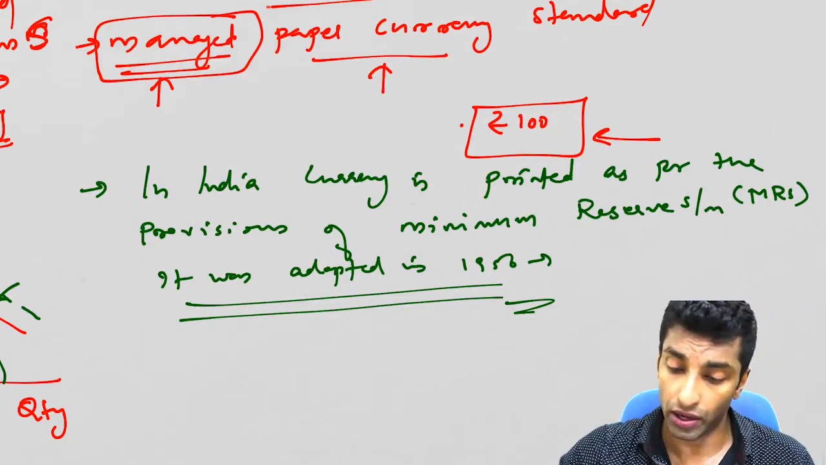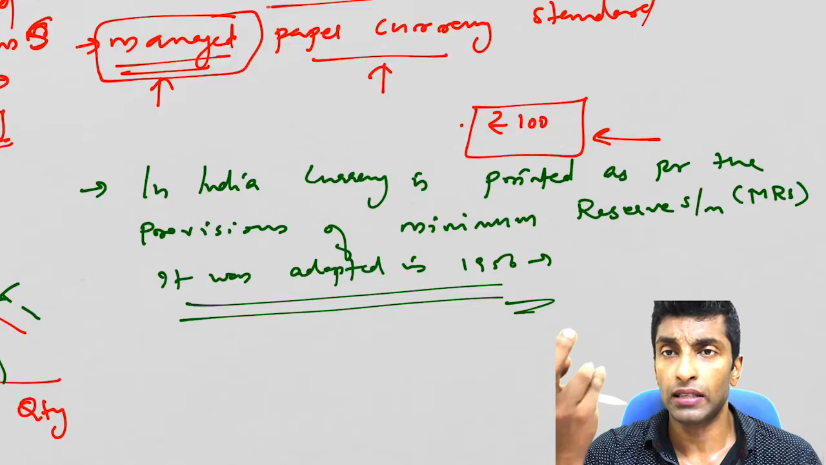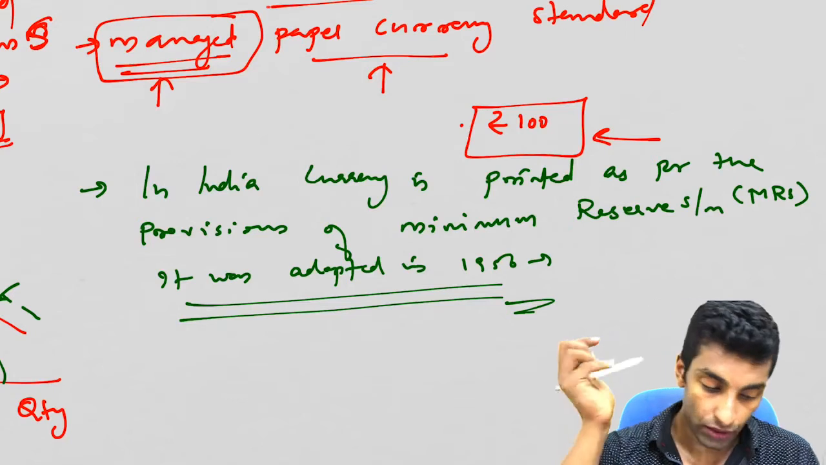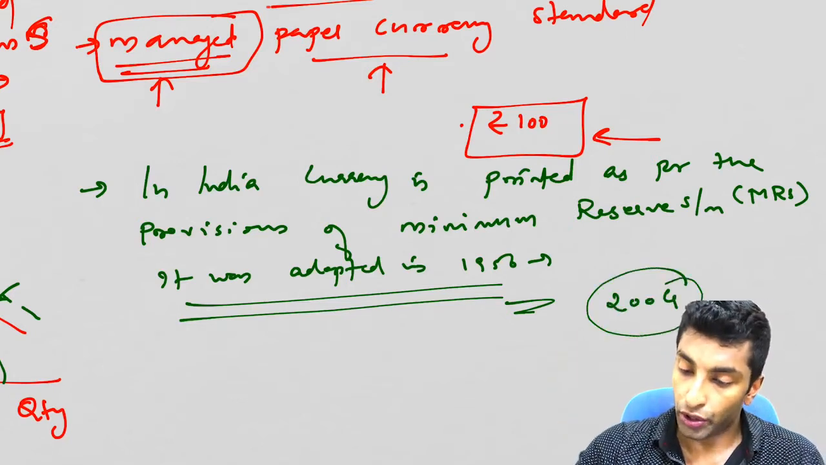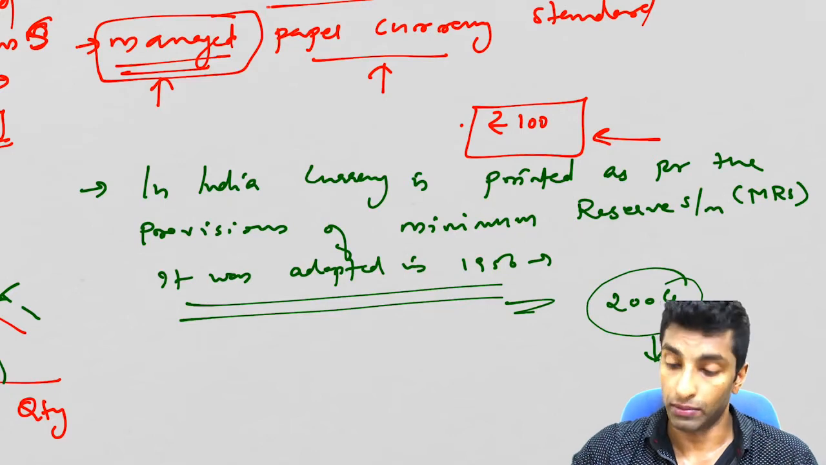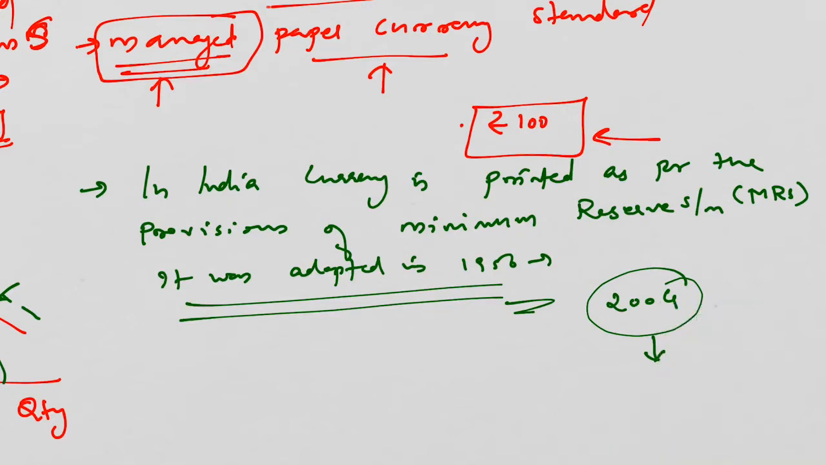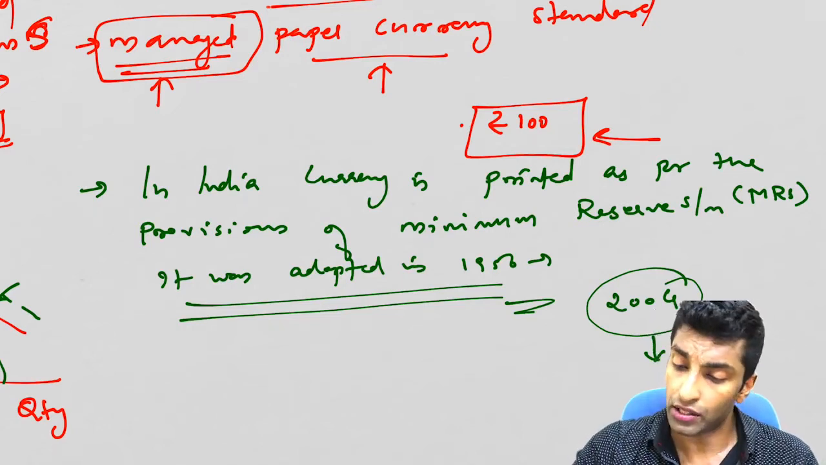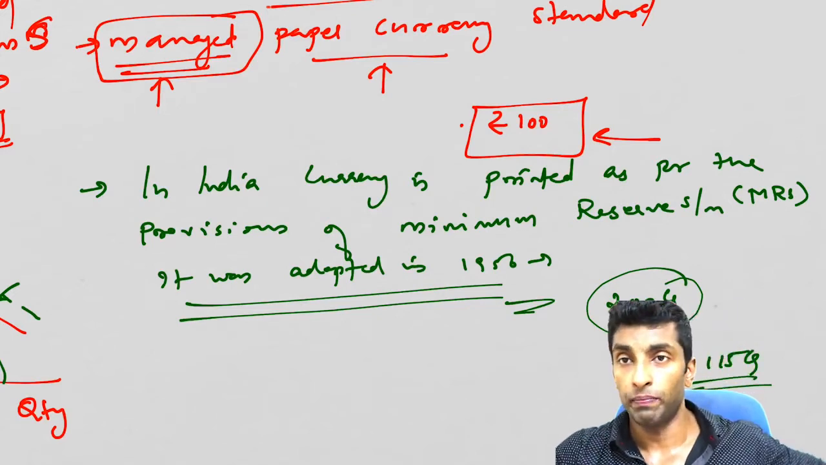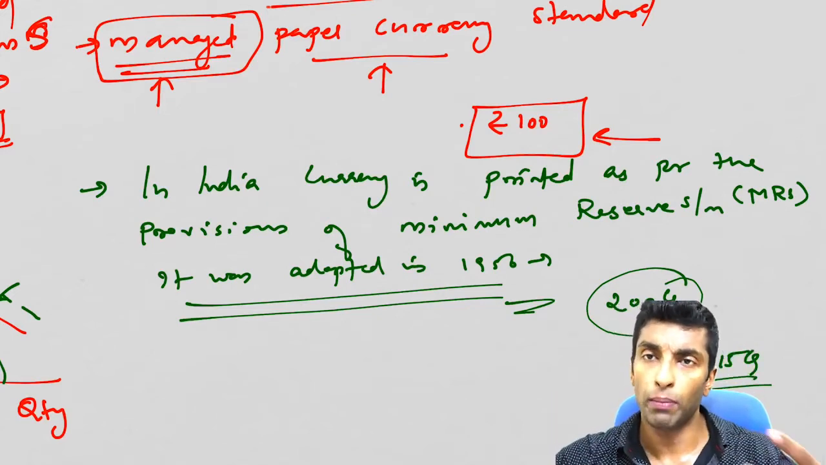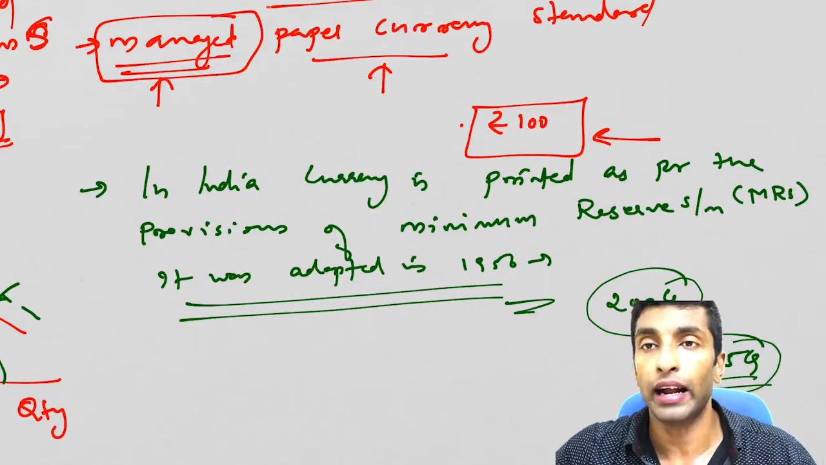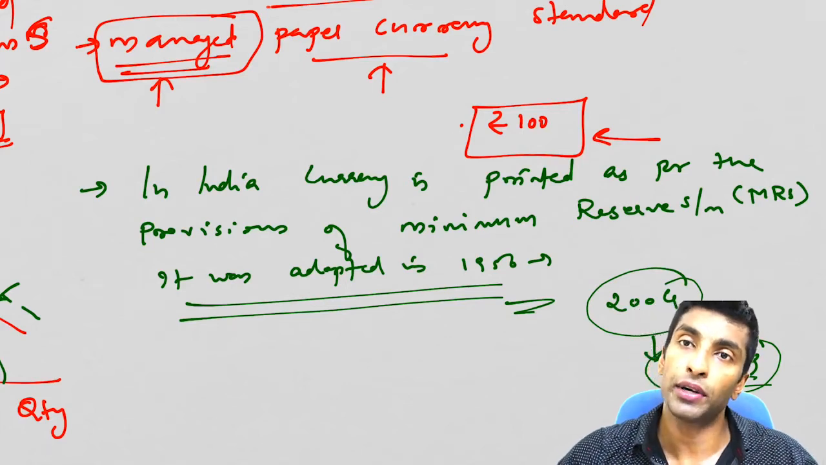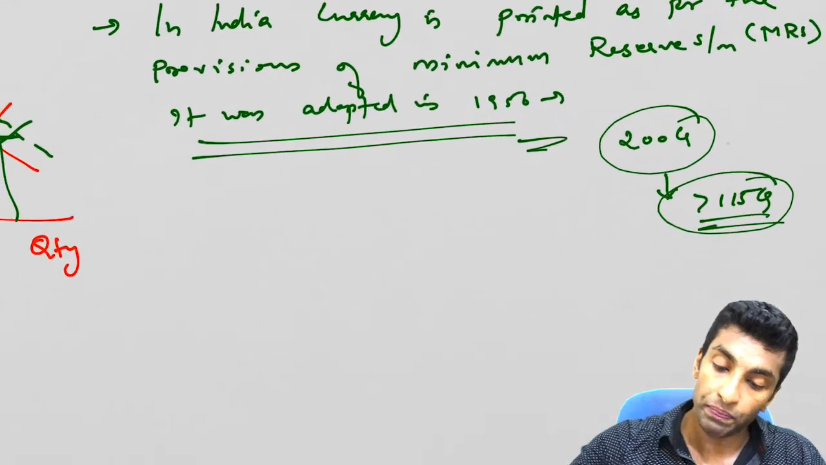Now, from the proportional reserve system, we went to the minimum reserve system. Minimum reserve system means subject to some minimum requirement, that is 200 crore is what you need to keep with RBI. This 200 crore can be in the form of gold or foreign securities, out of which the compulsion is that 115 crore should be in terms of gold. The 200 crore can also be completely gold, but 115 should be minimum gold and the rest in foreign securities. Subject to this minimum condition, you can print unlimited amount of currency. That is the minimum reserve system.